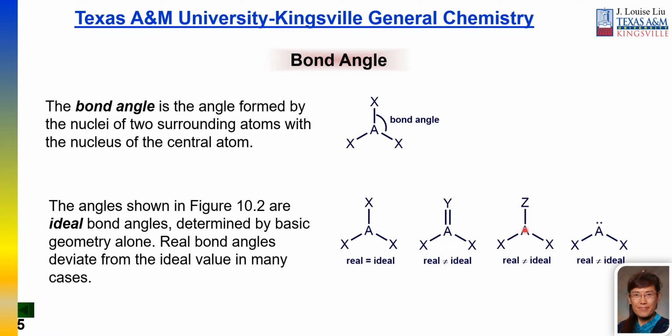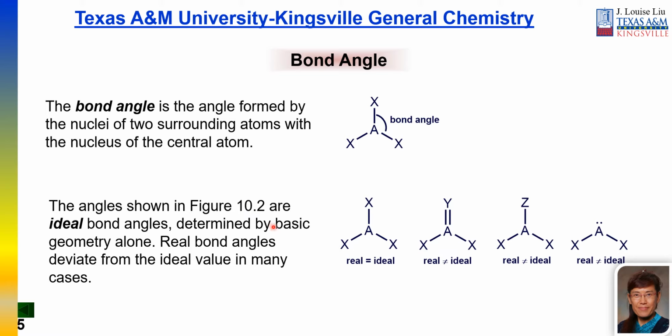If you have A surrounded by 2 X's and 1 Z, because X and Z are different, the bond angle, ideally speaking, will be different from the real bond angle. Imagine this A bonded with 2 elements and 1 lone pair. Your real angle is also different from the bond angle. So the ideal bond angle is determined based on the basic geometry alone. The real angles deviate from the ideal values in many cases.